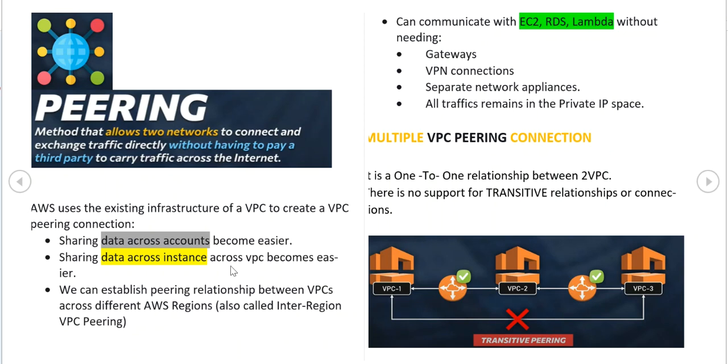Like if I have connected one account to another account, and then we have to go for a third account, it is not possible in this VPC peering. You have to connect only two regions or two accounts over here, and we can establish a peering relation between VPCs across different regions and inter-region VPC peering. And we can communicate with EC2, RDS, and Lambda without needing any gateway, VPN connection, or separate network appliances, and all traffic remains on private IP addresses.